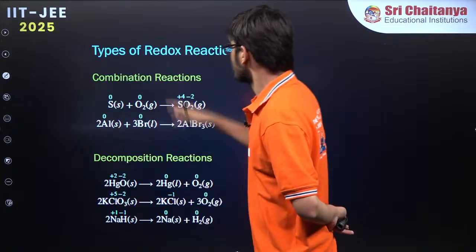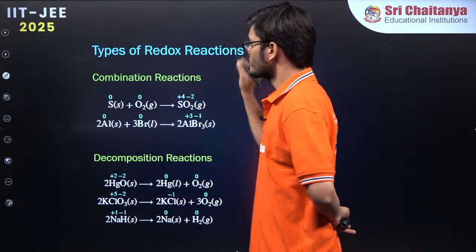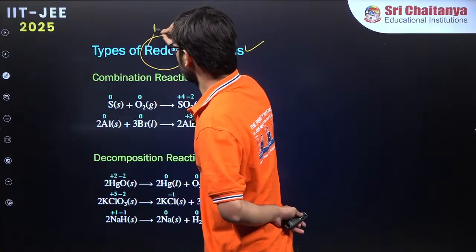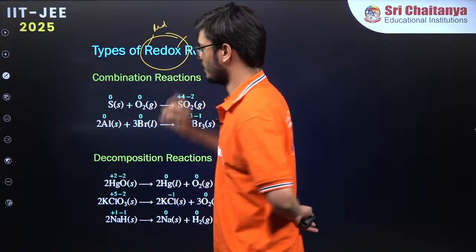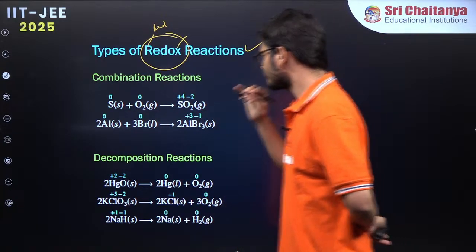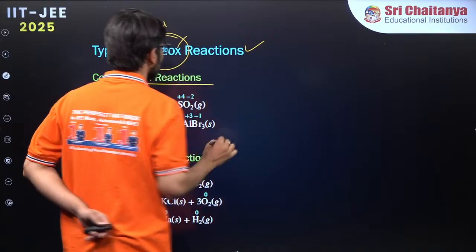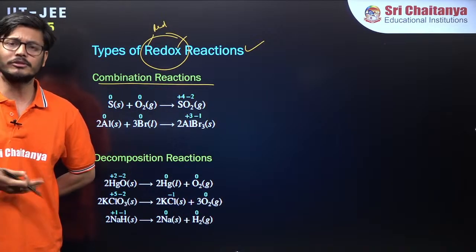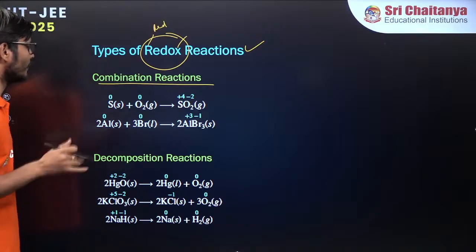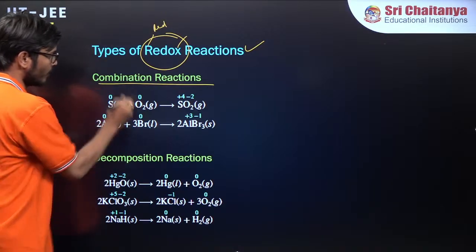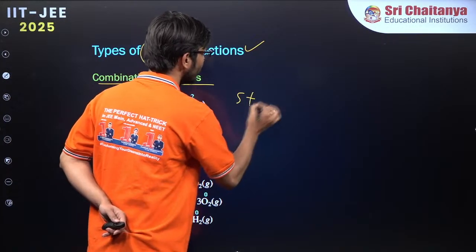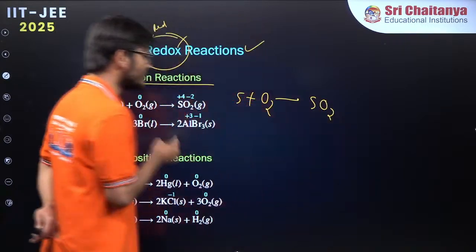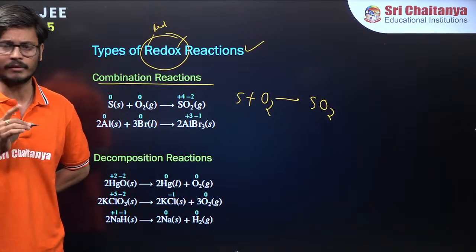So, types of redox reaction. What is a redox reaction? In a redox reaction, reduction and oxidation happen simultaneously. Now look into this: combination reaction. We are dealing with the types of redox reaction. How many types do we have? Let us start with this. This reaction is sulfur plus oxygen giving sulfur dioxide. Now, is it a redox reaction? That is the question.